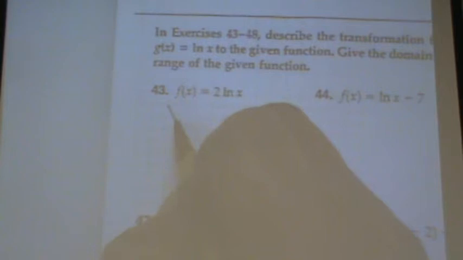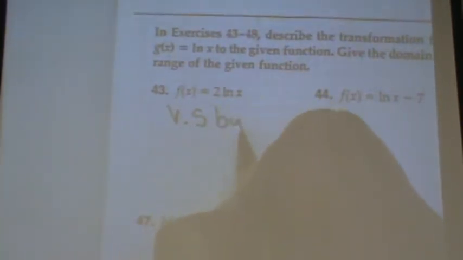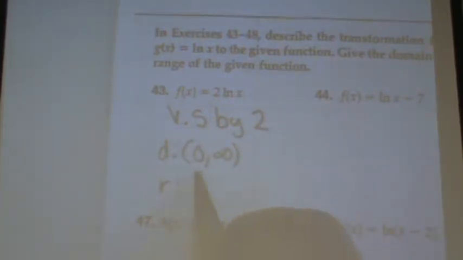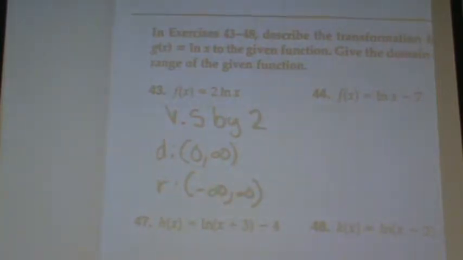Okay. Now the last ones, you have to describe the transformation and then talk about the domain. For this one, this 2 is a vertical stretch by a factor of 2. A vertical stretch does not change your domain. Your domain is still going to be 0 to infinity, and your range is still going to be all real numbers. You're not shifting it left or right.